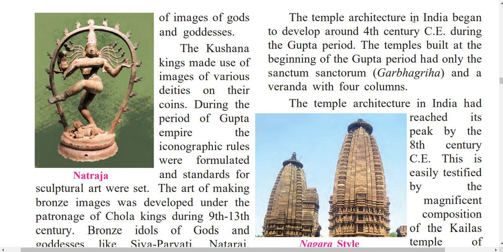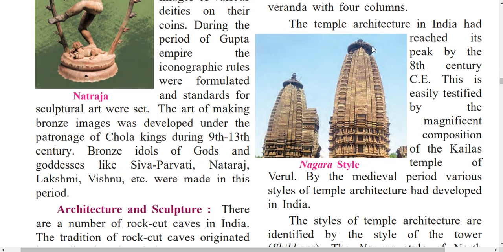Temple architecture in India began to develop around the 4th century CE during the Gupta period. The temples built at the beginning of the Gupta period had only the sanctum sanctorum, garbhagriha, and a veranda with 4 columns. Temple architecture in India had reached its peak by the 8th century CE. This is easily testified by the magnificent composition of the Kailas temple of Verul.